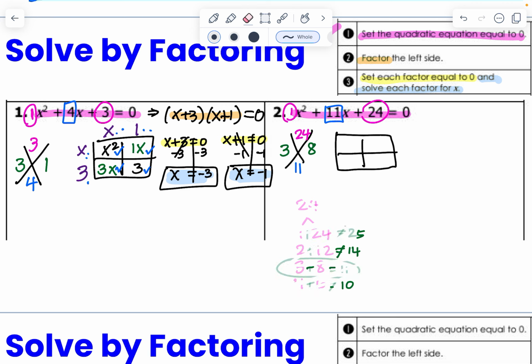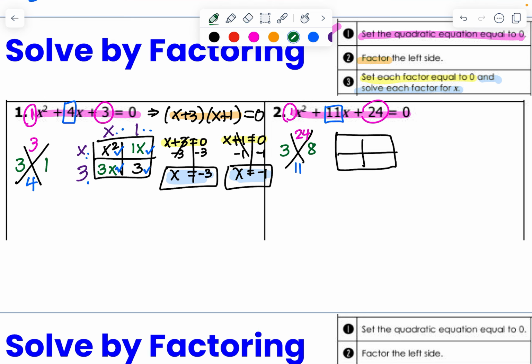Okay, once I have the x filled in, now I'm ready to fill in my box. First part of the box is going to be x squared. 24 goes in the last part. And what I just found, 3 and 8, go in the other spaces. They came from the x, so we'll tack on the x. Now we're ready to take out the greatest common factor from all parts of the box.